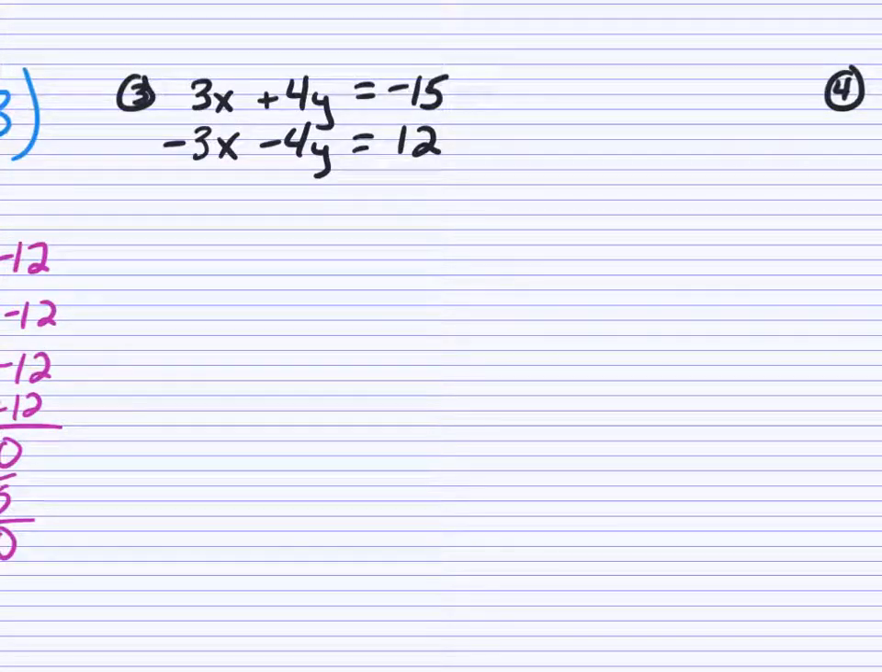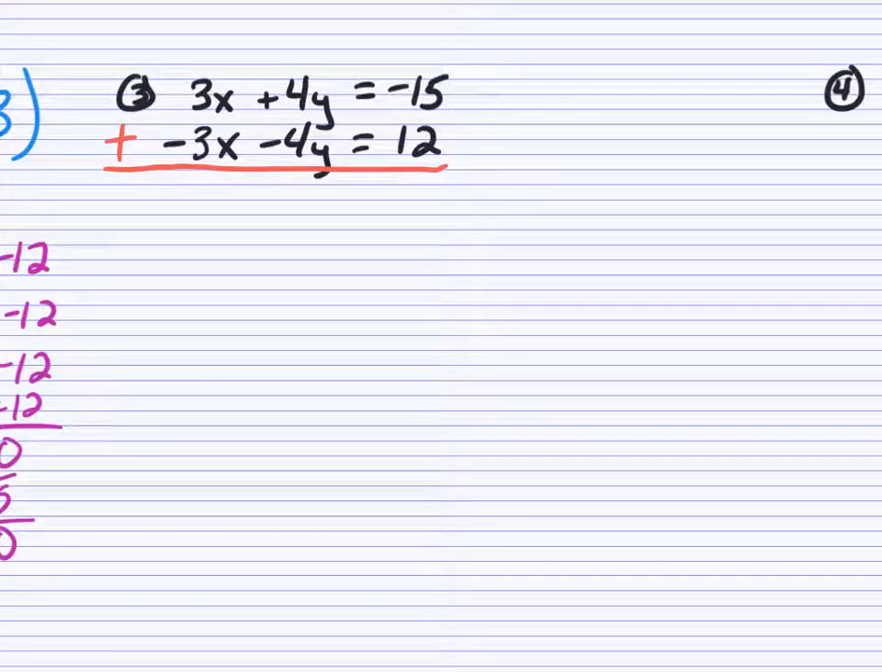On number 3, we always want to look for opposites. Your eyes should have been drawn to positive 3x and negative 3x. Those are opposites. But also positive 4y and negative 4y. That's your first hint that since you have two opposites, something weird is going to happen on this problem. So since I have opposites, I go to addition.